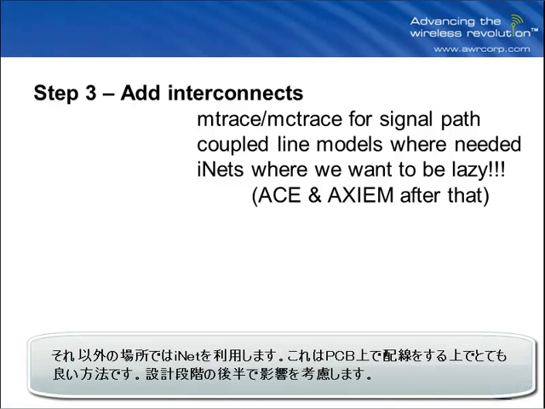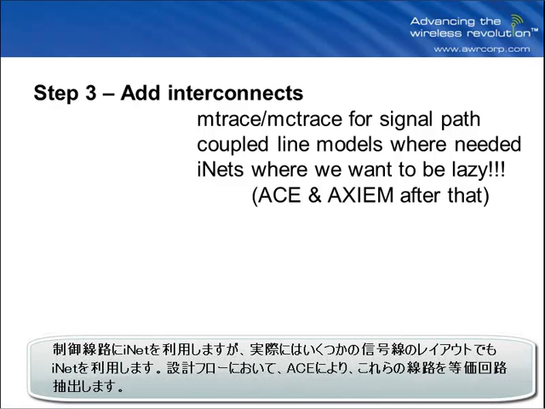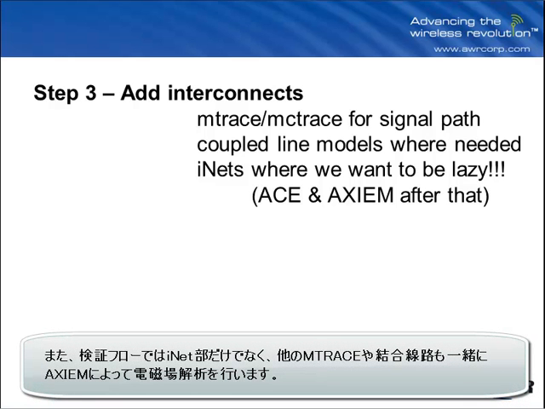Everywhere else we will use iNets, and this is a great way to route lines on a PC board that we want to look at later on in our design process. So we'll use iNets for control lines. We'll actually use iNets for some of the signal path as well. During the design part of our flow, we will use ACE to analyze them, and during the verification flow we will use Axiom, combining all of these lines together, the mtrace and the coupled line models, as well as the iNets.